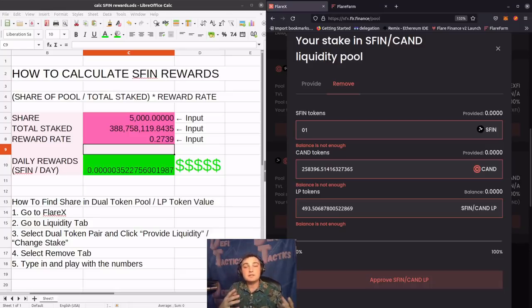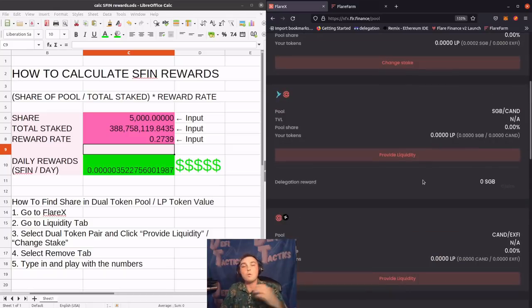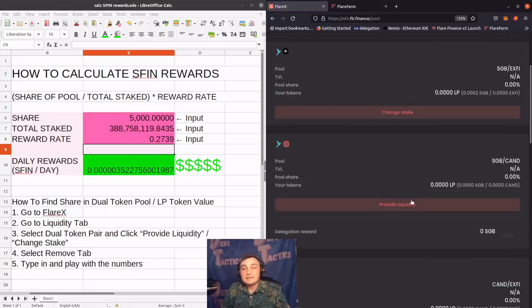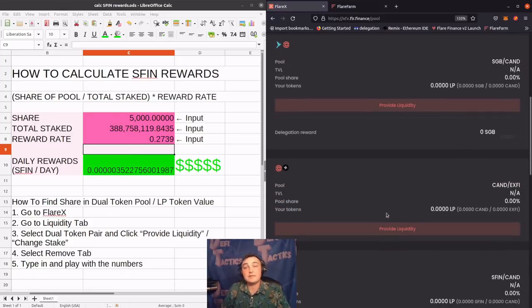So how can we put this all together and figure this all out, right? Well, in this example, we're going to figure out that we have, say, $1,000 that we want to put into one of these liquidity pools and then stake those liquidity pool tokens into the farm. So we want to figure out how much that $1,000 will net us in one of these farms. For this example, let's say we're going to stake that $1,000 into the Canary dollar EXFI liquidity pool.